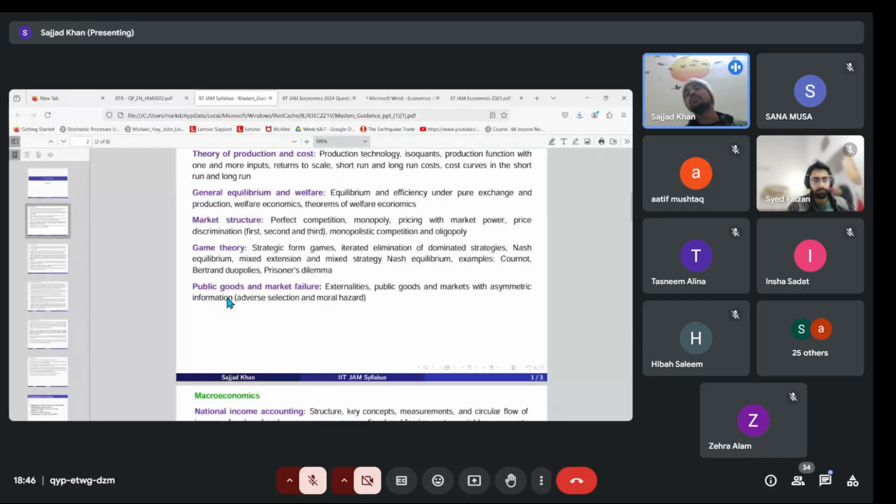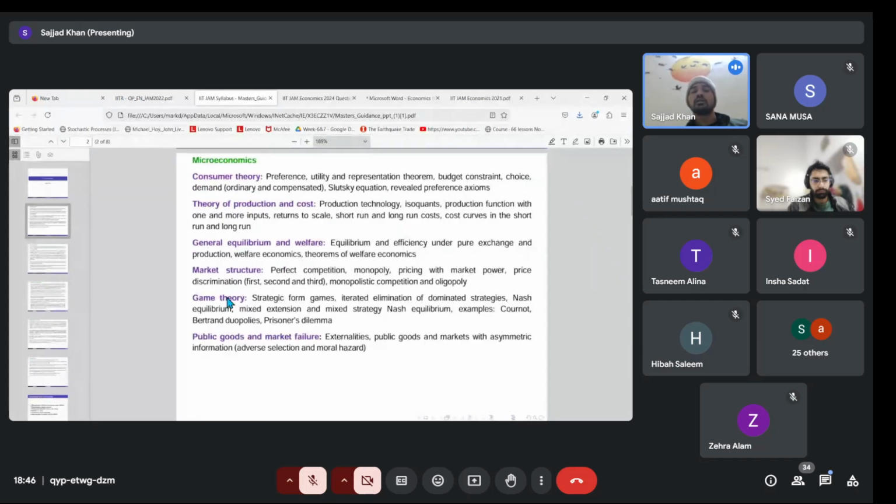In microeconomics, where specifically should we focus? In consumer theory, I will say the Slutsky equation and intertemporal choice are the most important for IIT-JAM. In theory of production and cost, the basics are also the most important, but apart from that, the CES production function and Cobb-Douglas production function are the most important, along with knowing the characteristics of the short run and long run cost curves.